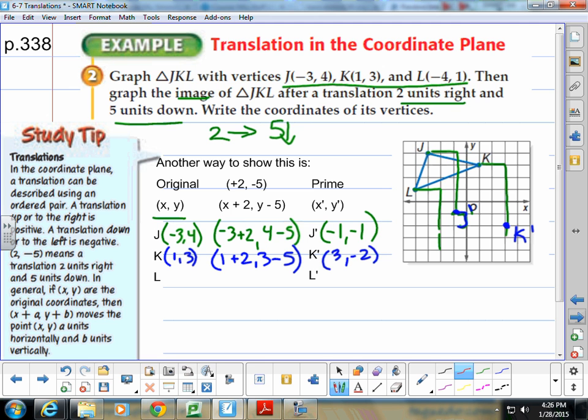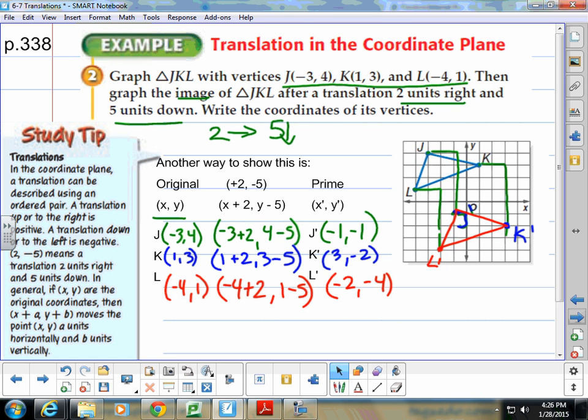So then L, I started at -4, 1. This is kind of like the scale factor when we multiplied, but now we're adding or subtracting based on the direction we're going. So we have -4 going to the right 2 from there, and we're at 1 and we're going down 5 from there, making our L prime units at -2, -4. And you still have your same congruent figure, but translated down and to the right.